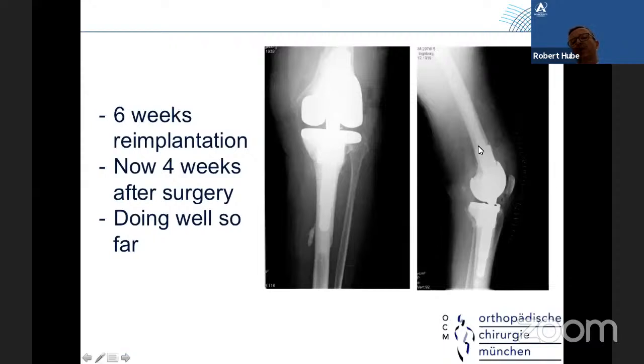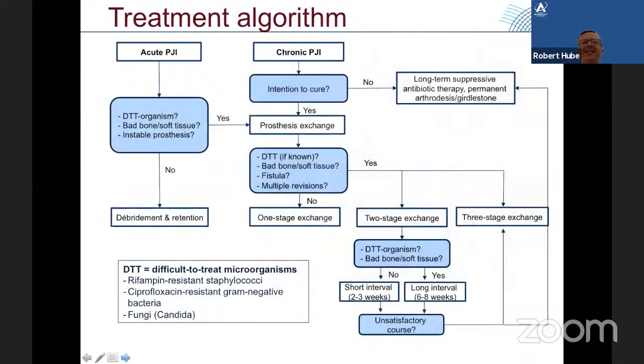And here for the reconstruction, we use these cones on this side and on this side to reconstruct the metaphysis. If you remember the 3-zone paper from 2015 from the group around Haddad and others, on how to reconstruct in revisions. And that is our treatment algorithm, and that's my last slide.